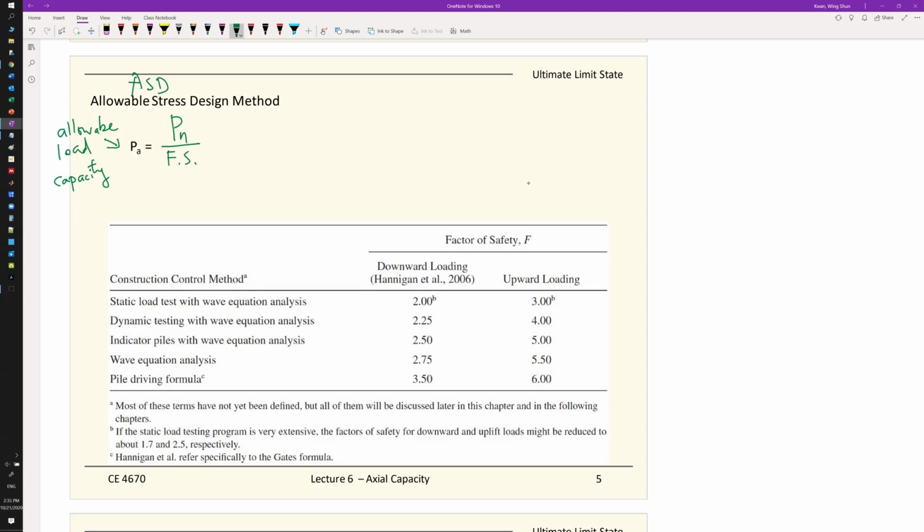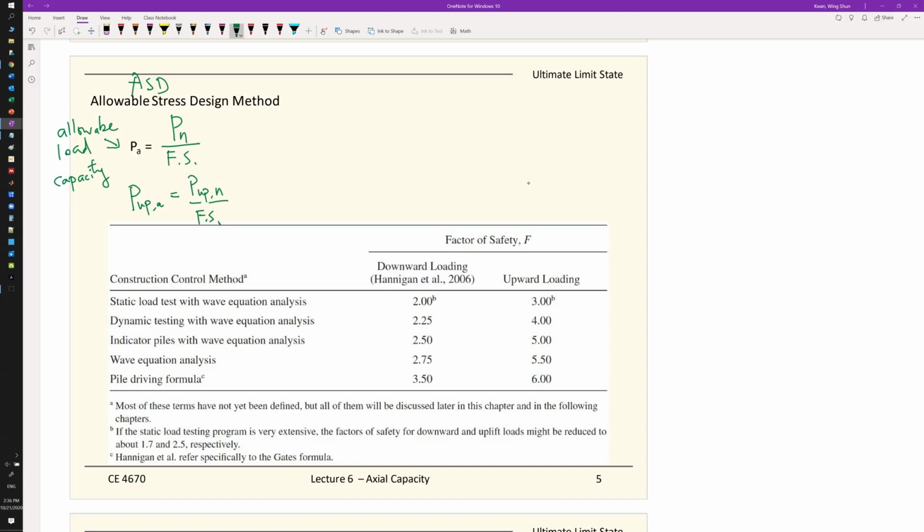So this is for downward compression loading, and be aware that for upward loading, for tension design for piles, you will come up with a different loading capacity. What is different is that now you have a new upward nominal loading capacity, and then you may have a different factor of safety. The table down there gives you a sense of how the downward loading and upward loading make a difference in terms of the factor of safety.